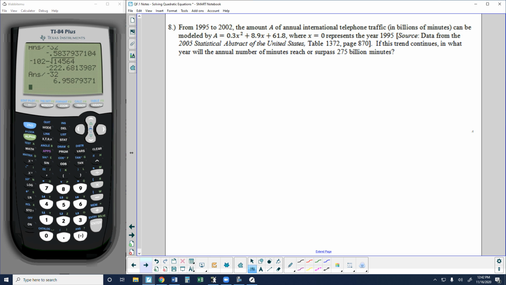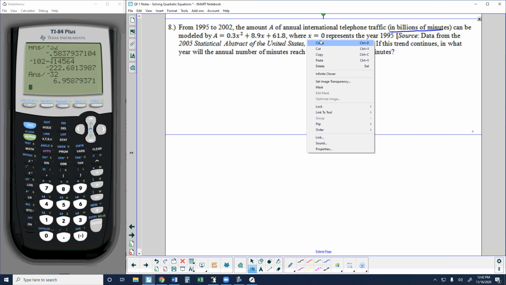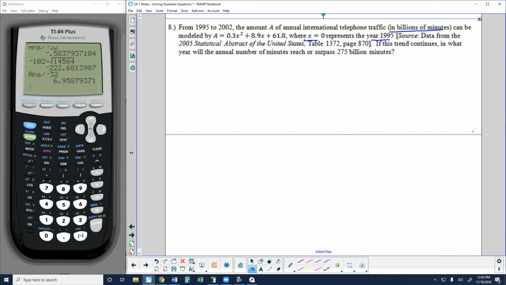So notice a couple of things. This equation is giving us billions of minutes. It's already given to us in billions of minutes, so our answer needs to be in billions of minutes. We don't have to do any conversions there. Also notice that x equals 0 represents 1995. That's going to be important when we come back to it.